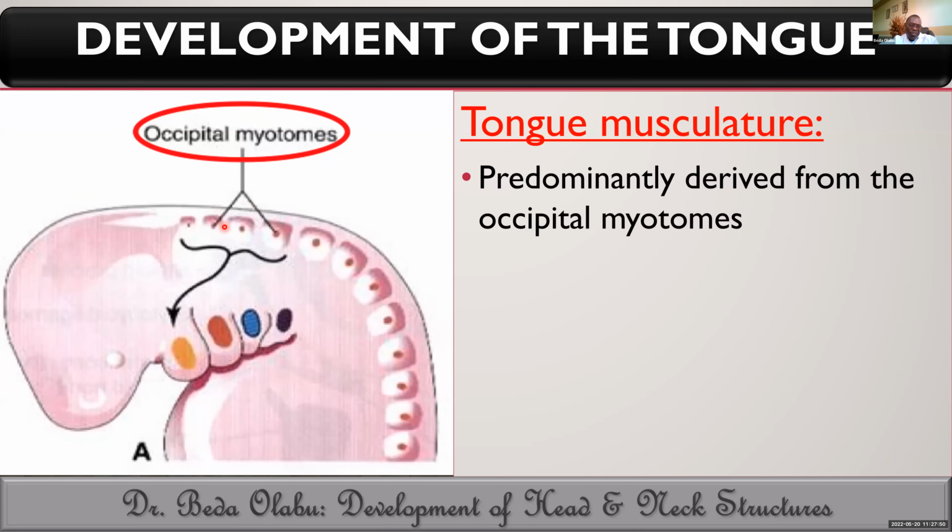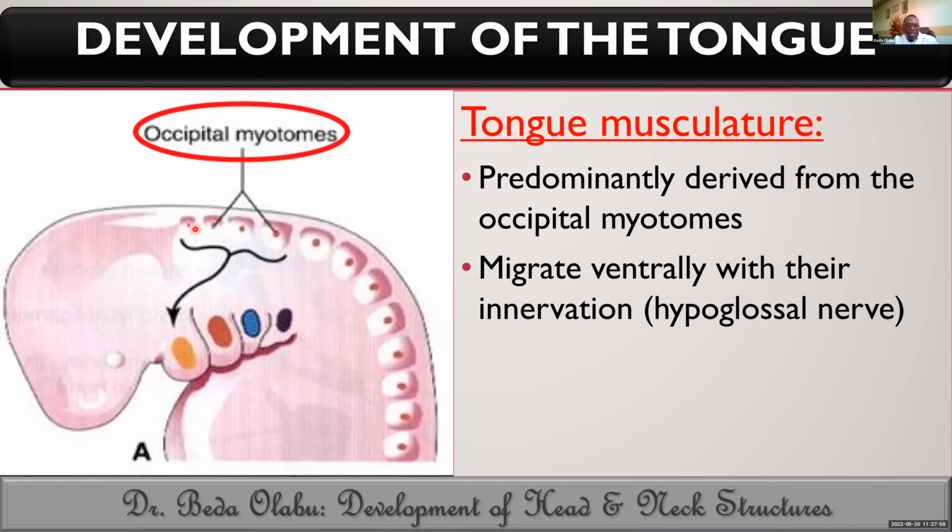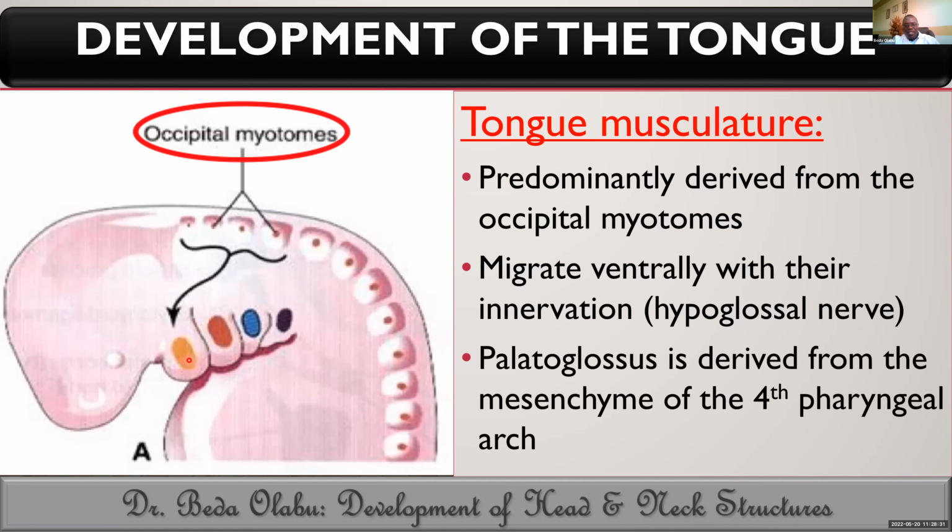You can see that they are far away from where we expect the tongue to be. So what happens is that these myotomes migrate from the dorsal aspect, they migrate ventrally and invade the tongue. As they do so, they move with their nerve supply. So the nerve that was supplying them here is the 12th cranial nerve, the hypoglossal nerve. Those myotomes migrate together with the hypoglossal nerve to invade the tongue. And that is why tongue musculature are supplied by the hypoglossal nerve.